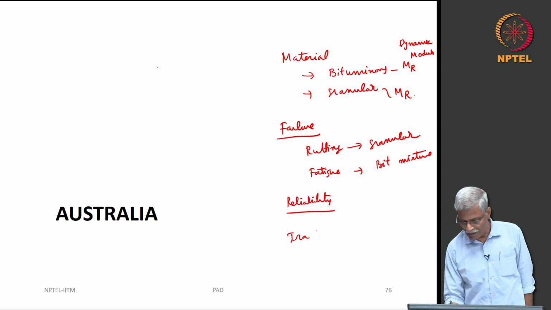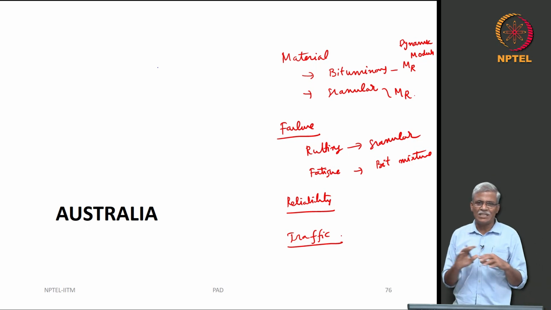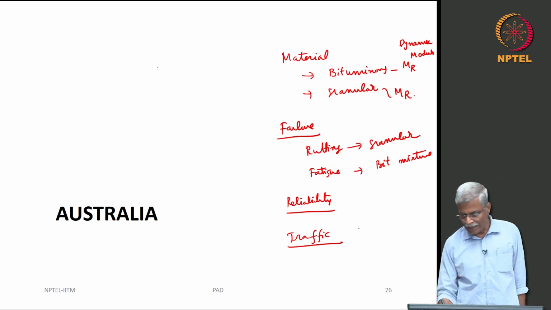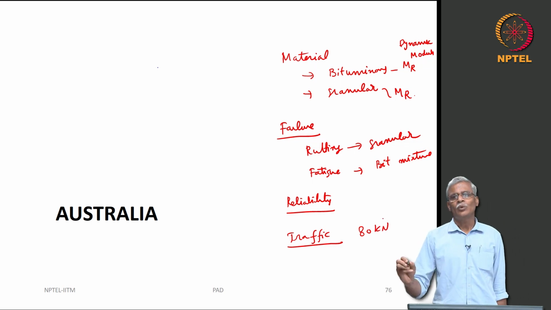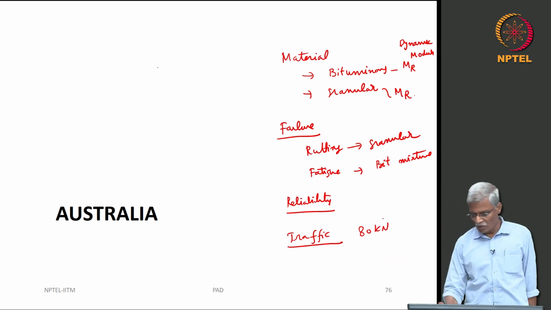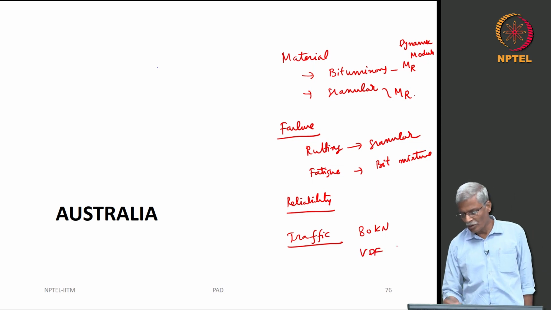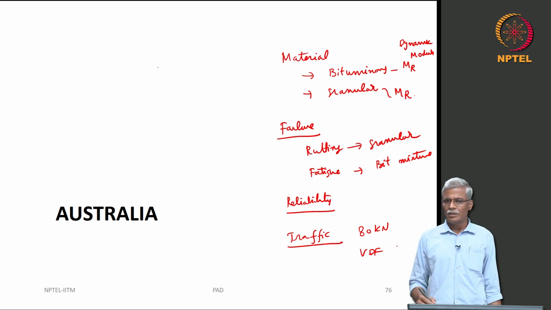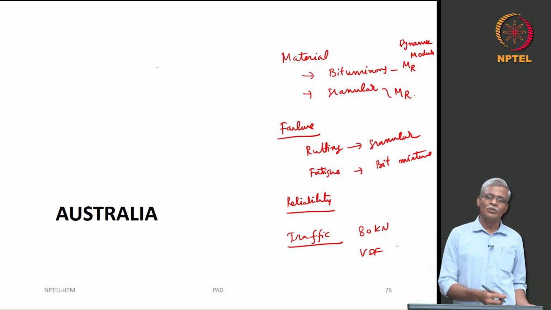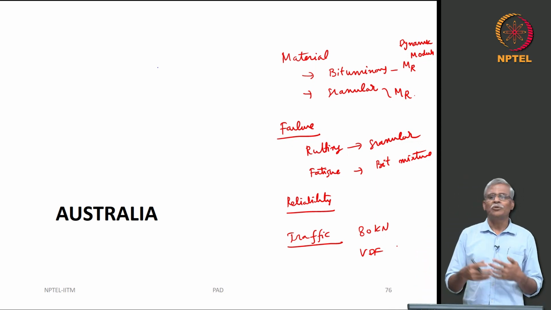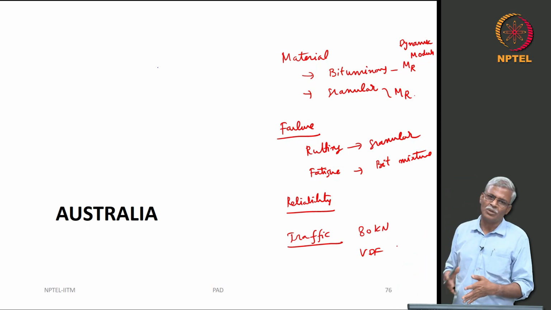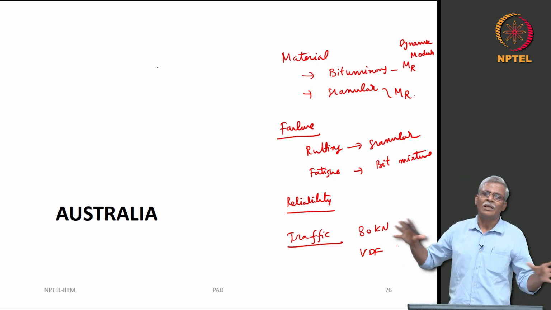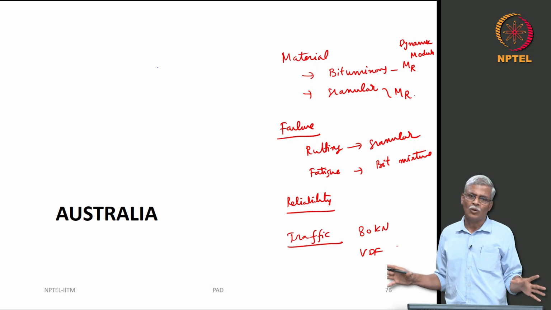Then comes the traffic. You can take straight away everything in terms of 80 kilonewton standard axle load. Then you can use the vehicle damage factor approach that we follow in IRC, or you can talk in terms of truck factors with the different growth factors and different axle load distributions. So, there are enough variations that you can look into.